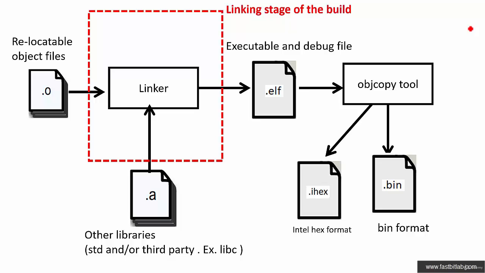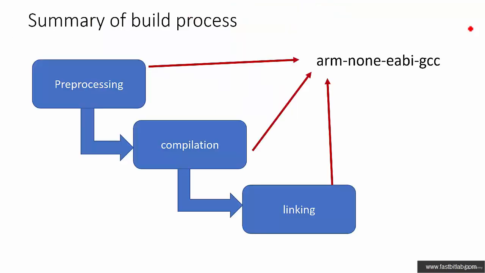.elf stands for executable and linkable format. All relocatable object files are merged together to create one executable. After that, you can take that executable which is in ELF format to create some other formats such as binary format, which has the extension of .bin, or you can convert that ELF file into Intel hex format using the tool objcopy. This is the complete build process.